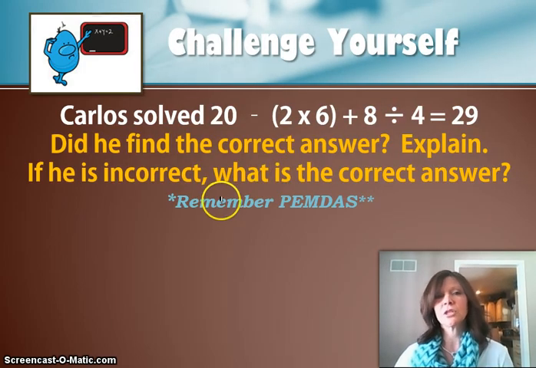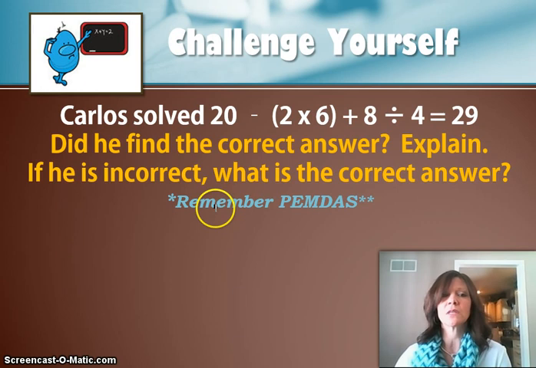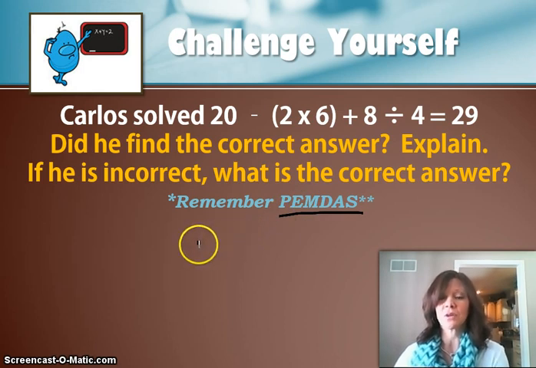All right, let's just look at a challenge problem. We don't have a practice word problem for today. So Carlos solved this problem: 20 minus 2 times 6, which is in parentheses, plus 8 divided by 4 equals 29. Did he find the correct answer? Explain. If he is incorrect, what is the correct answer? For this challenge problem, I want you to remember PEMDAS. Look back in your notes or relook at the beginning of the video. You're going to have to know that in order to figure out if 29 is the correct answer. So do this challenge problem. It'll be a little bit challenging for tonight, and come back tomorrow and check your answer with your teacher.